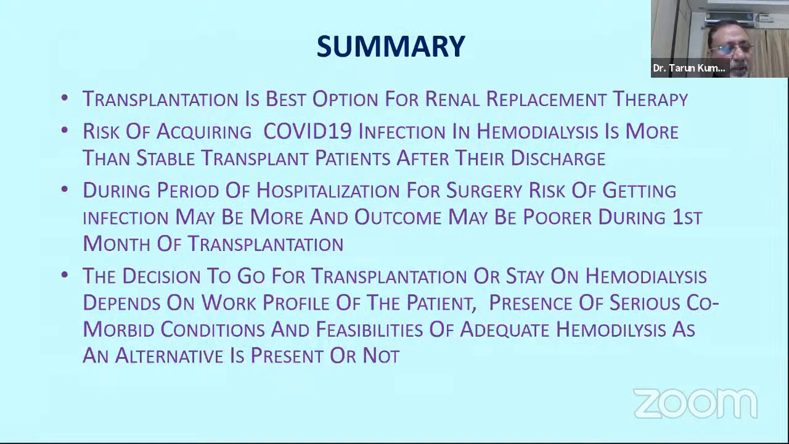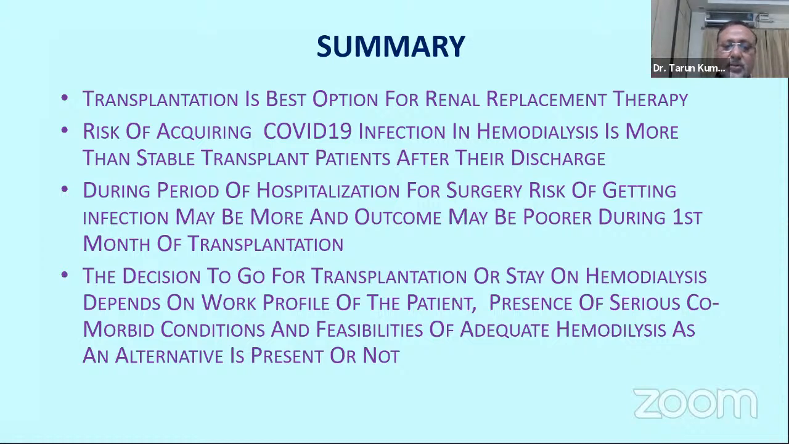So in summary, I would say that transplantation is the best option for renal replacement therapy. The risk of acquiring COVID-19 infection in hemodialysis is more than in stable transplant patients after discharge. During the period of hospitalization for surgery, the risk of getting infection may be more and the outcome may be poorer during the first month of transplantation. The decision to go for transplantation or stay on hemodialysis depends on the work profile of the patient, presence of serious comorbid conditions, and whether feasibility of adequate hemodialysis as an alternative is present or not.